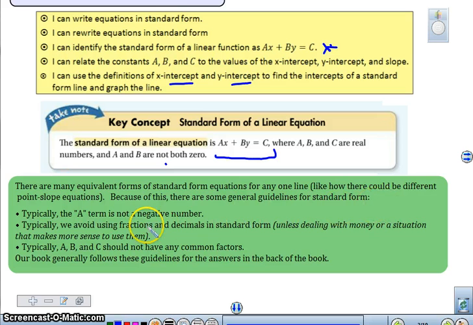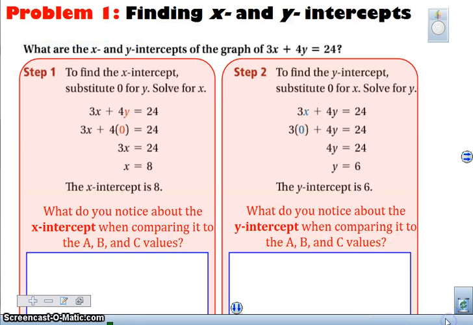Here are some general guidelines for standard form. The a term is not negative. We avoid using fractions and decimals when we talk about standard form, unless you're dealing with a money situation, then you might have a decimal. Typically the a, b, and c do not have any common factors, which means they're in simplest form. And in our book, generally we're going to follow the guidelines as we look at those answers in the back.